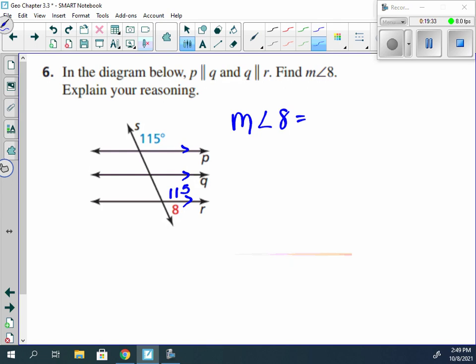Wait a minute, that means 115 and 8 do what? Let's put the Chromebook away.